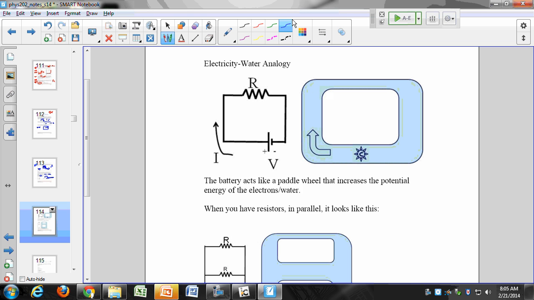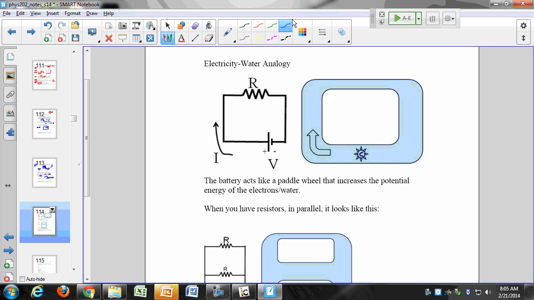We've sort of been talking about resistors in terms of pipes, and all the textbooks talk about this sort of electricity-water analogy, because it fits pretty well, and even when we get into resistors in series and parallel next time, it'll fit as well. So we're going to sort of introduce it here.